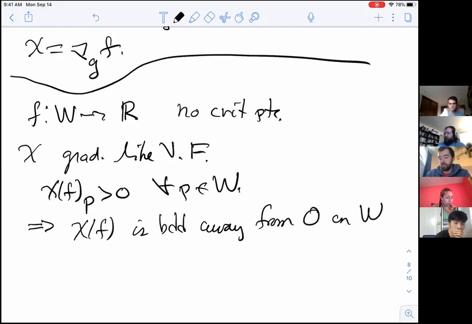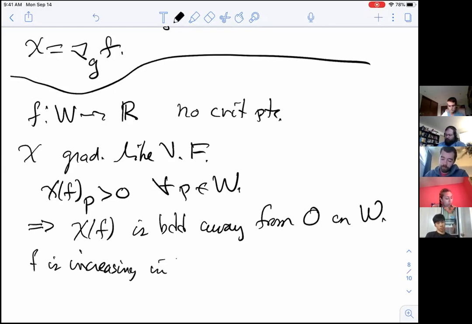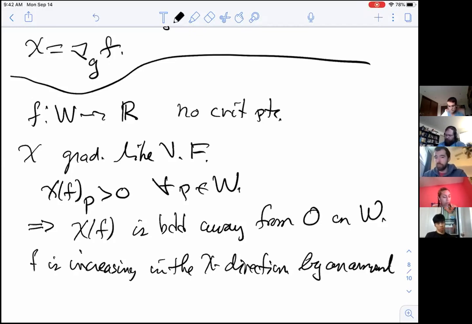On all of W, in fact, F is increasing in the chi direction by at least a fixed positive amount, by an amount bounded away from zero, independent of where we are.